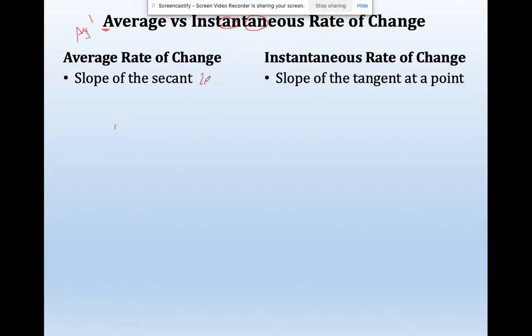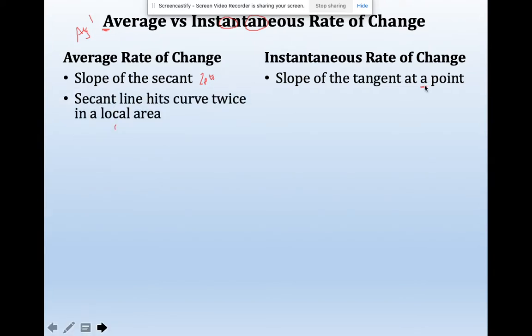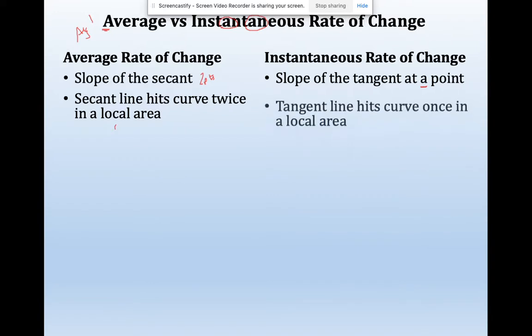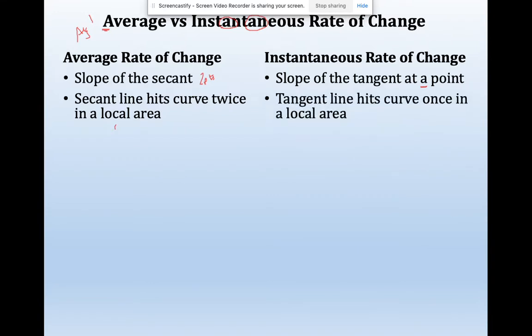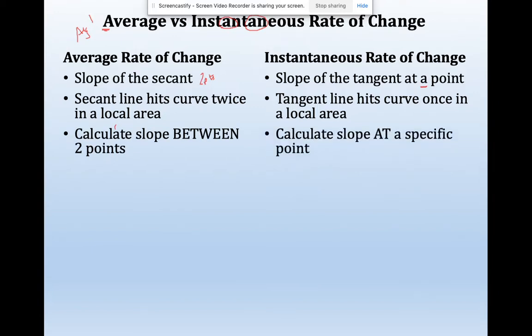Two points, slope of the tangent at a point. The secant line hits the curve twice in a local area. The tangent line kisses the curve just once in a local area. You do algebra one for the average rate of change and calculate the slope between two points. You do calculus and calculate the slope at a specific point.